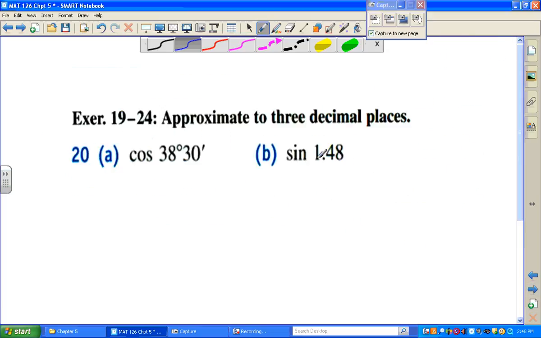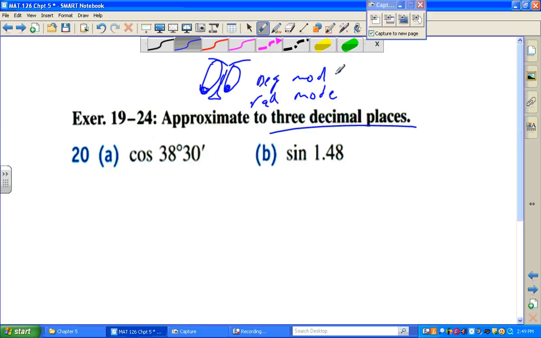Aha! There's a calculator question. All right. This is very simple. You ask yourself, do I see a degree sign? Yep. Then you're in degree mode. If you don't, you're in radian mode. Thankfully, you've only got 2 modes on your calculator, degrees and radians.